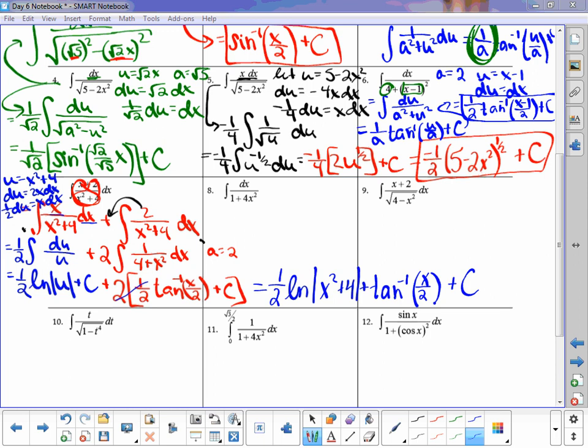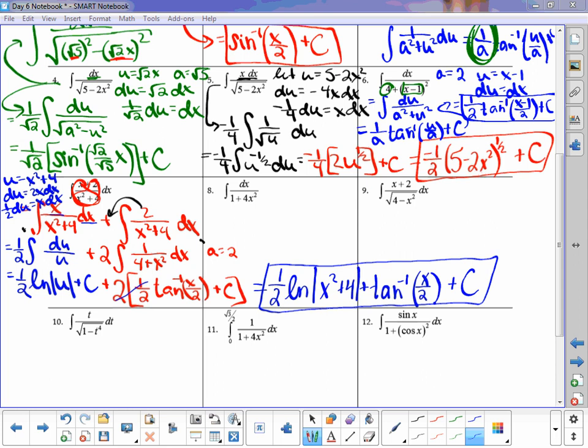Why could I just write 1 plus c? Yeah, constant plus a constant, just another constant. Technically, I should say c sub 1, c sub 2, c sub 3. Wow. Okay, questions with that?